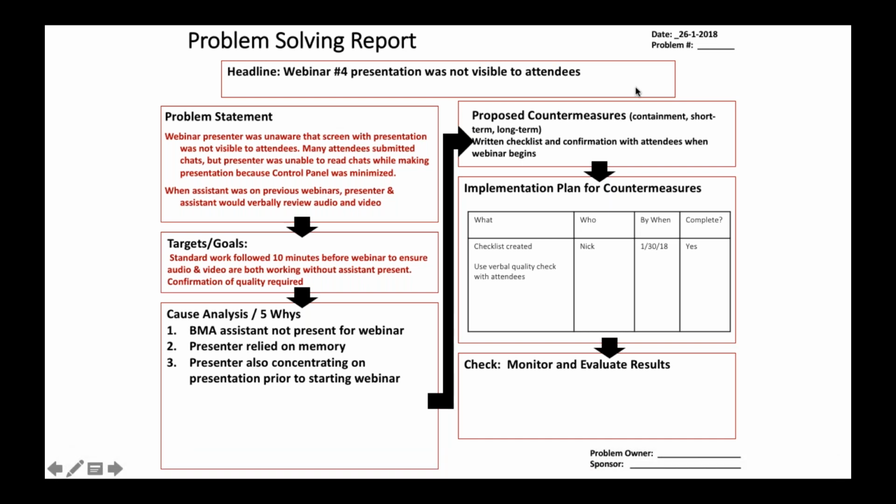So this is just an example of lean problem solving, getting to the root cause analysis and trying to really not just understand what happened, but understand why it happened, and how you put countermeasures in place to prevent things from occurring in the future.